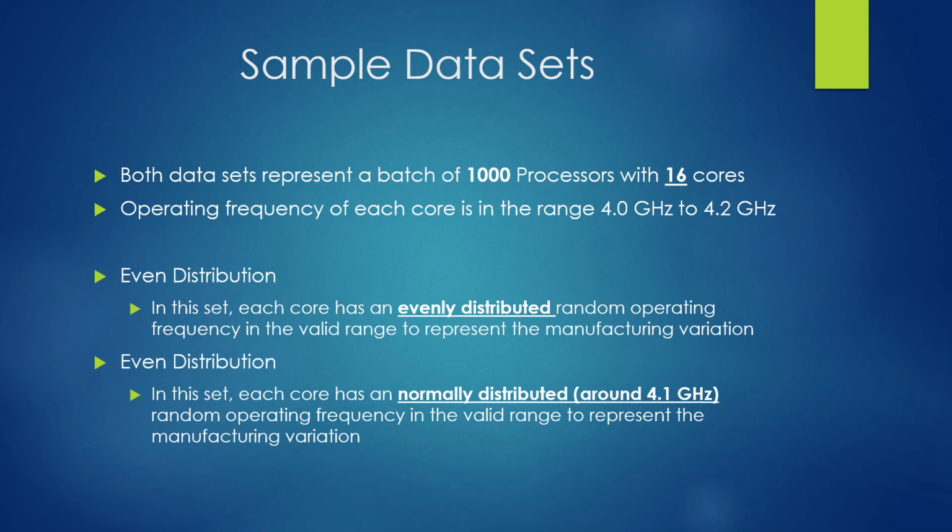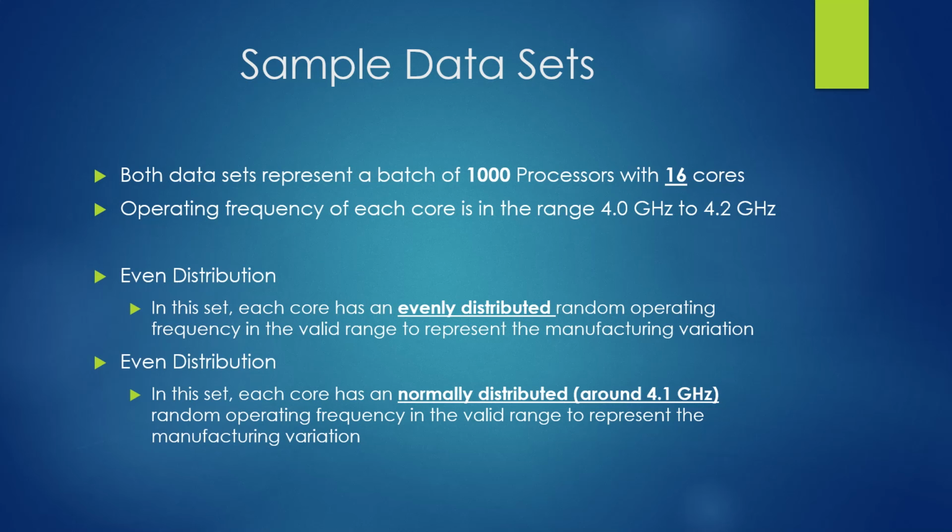And so the difference between the two data sets is that the first one has an evenly distributed random operating frequency for each core. So in this case, we're basing the operating frequency of each single core on a random variation in the manufacturing process, which is sometimes considered.